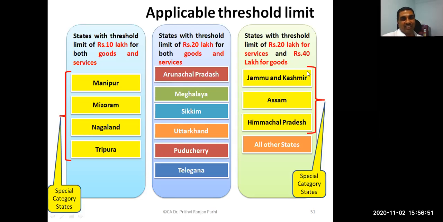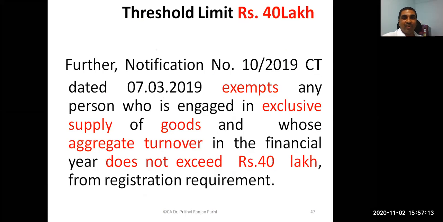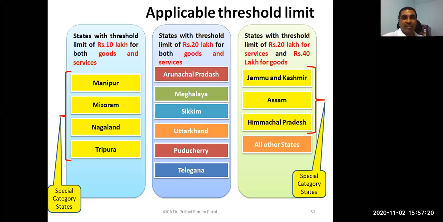Now, the remaining states include some of the special category states and some other normal states, right? For the remaining states, the threshold limit is 20 lakh for services and 40 lakh for goods. Please read the list. Here for services 20 lakh, for goods 40 lakh. Why for goods is it 40 lakh? Because of this notification, notification number 10 of 2009. Here the limit has been enhanced and some states have accepted this. And these are the states.